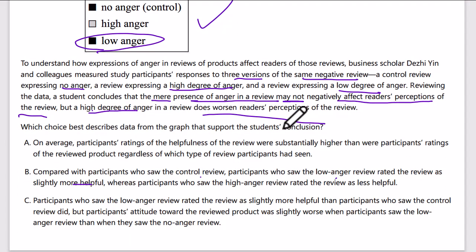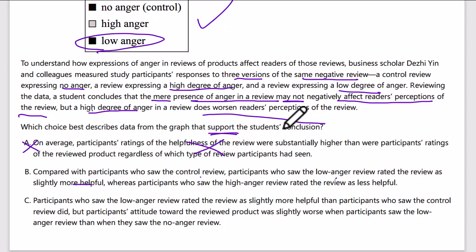So, okay, let's check the answers. On average, participants' ratings of the helpfulness of the review were substantially higher than participants' ratings of the reviewed product, regardless of which type of review. Well, no, that says there's no effect, so that's not consistent with the conclusion. That doesn't support it, right?